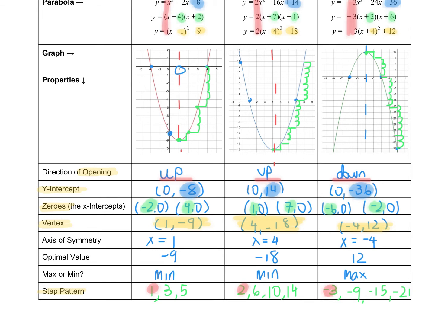Next, let's go to the zeros. So if you look at all of these zeros, I have highlighted your factored form, and you will notice that the numbers in the factored form and the zeros are the same thing, except it's the opposite sign. So if we look at our first parabola, we have -4 and +2, but our zeros are -2 and +4, so the signs have just changed. And if we look at the next one, we have -7 and -1 in the brackets, but the zeros are 1 and 7.